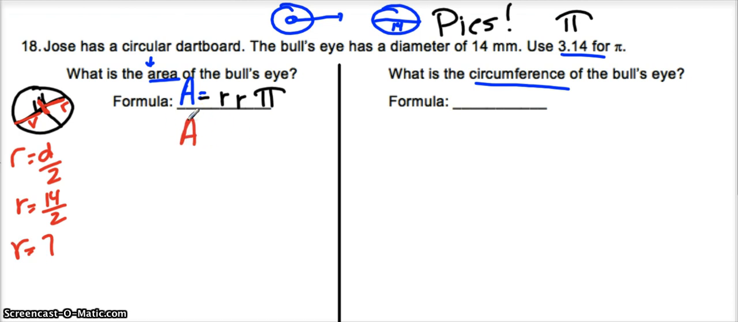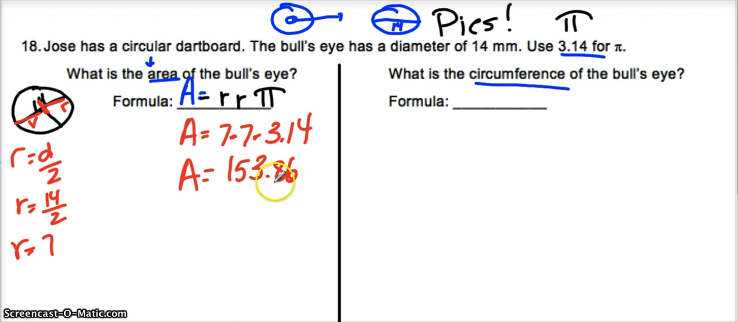Now it's a matter of just plugging in the numbers. 7 times 3.14, and using your calculator now to get the answer. The area of the bullseye on Jose's dartboard is 153 and 86 hundredths millimeters squared.